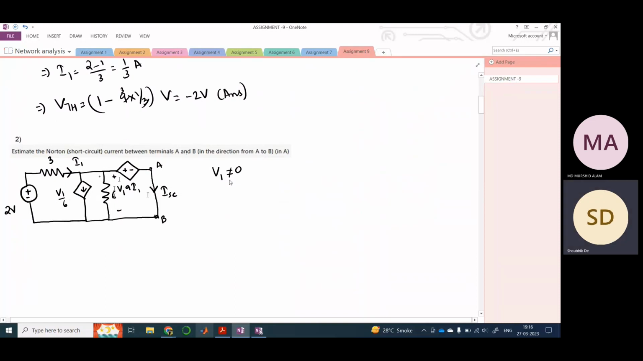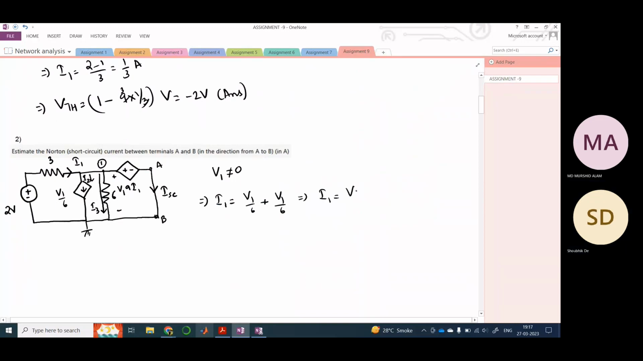Now, after this, we can again use KCL here. So let this be I2 and let this be I3. Here this would be I1 equals V1 by 6 plus again V1 by 6, right? Because this is the current, so this is also V1 by 6, and the voltage at this node is V1, and we have shorted this, using KCL like the previous problem. So this would be V1 by 3, right?